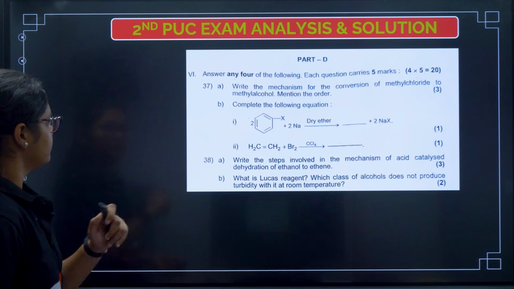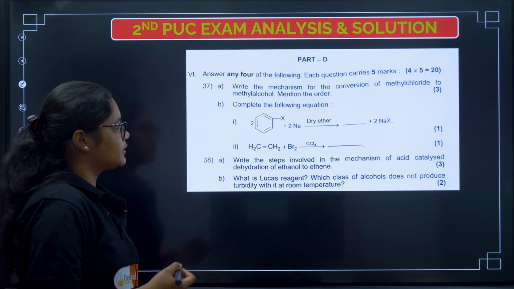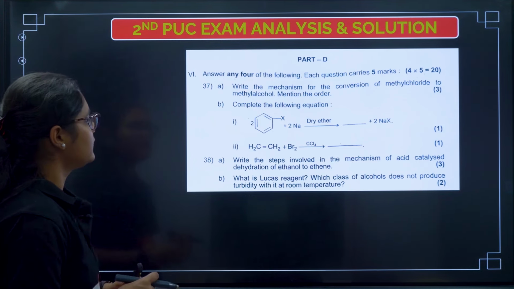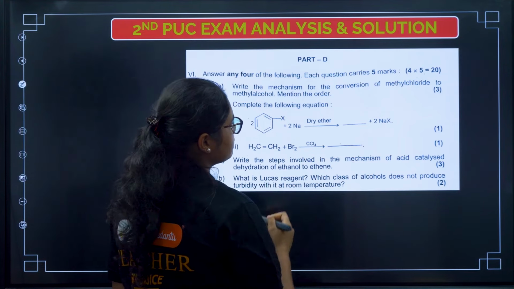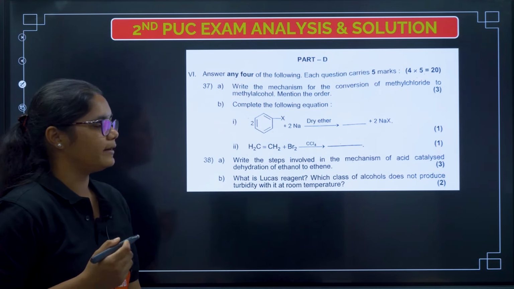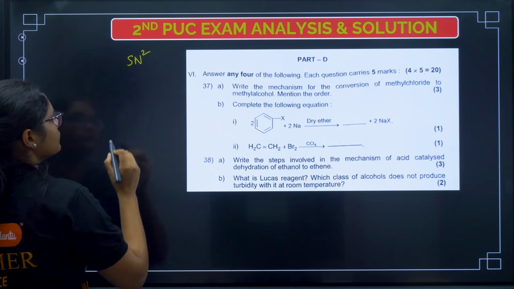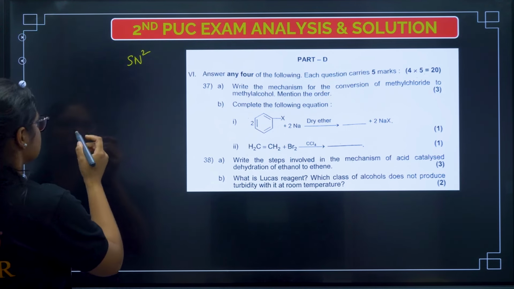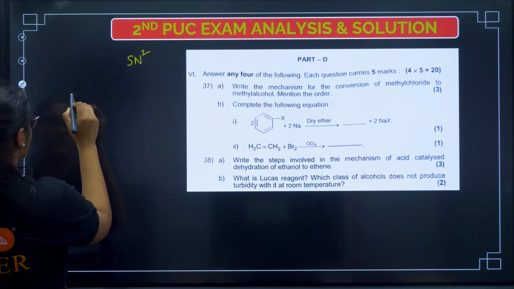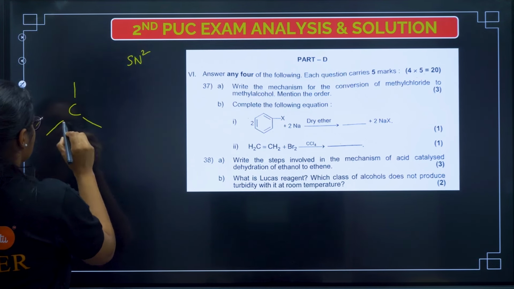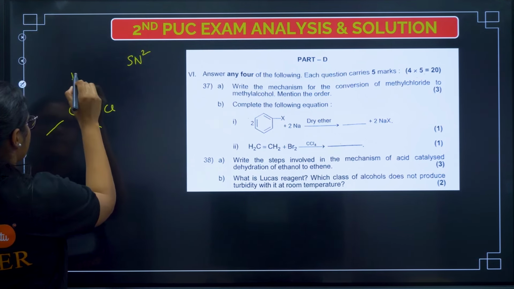Okay, fine. Next. Okay, now we are going to organic chemistry. 5 marker questions are here. Write the mechanism for the conversion of methyl chloride to methyl alcohol. Mention the order. So this is SN2 mechanism, right? 2-step mechanism you can just write down. First what happens? Methyl chloride is there. You can mention methyl chloride here.